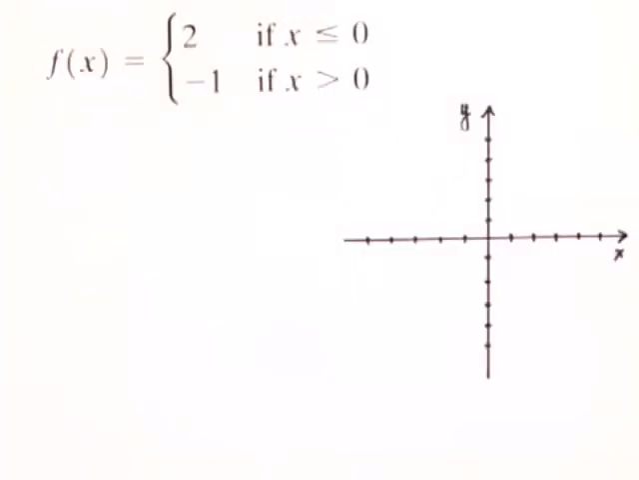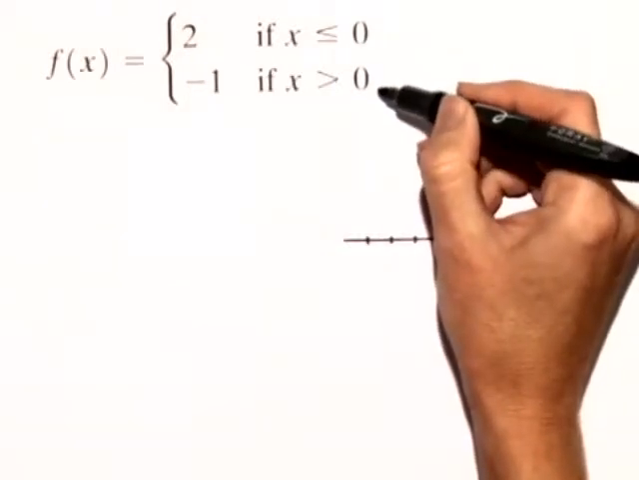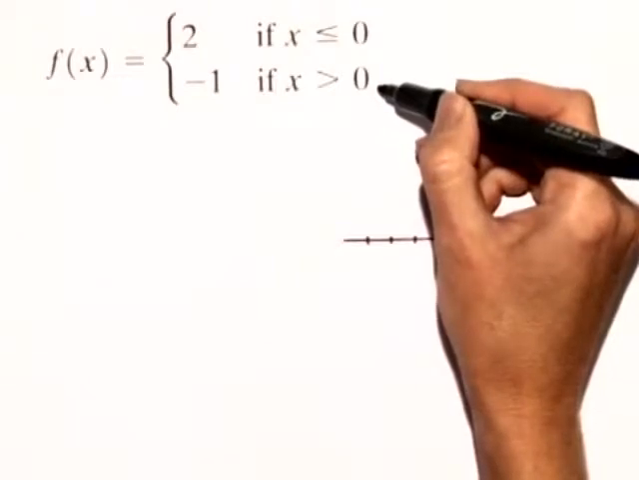For the next problem, we'll be graphing a piecewise defined function, and then we'll state the domain and the range. We have f of x is equal to 2 if x is less than or equal to 0, and f of x is equal to -1 if x is greater than 0.